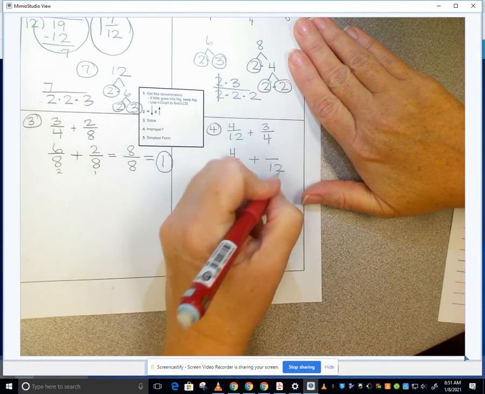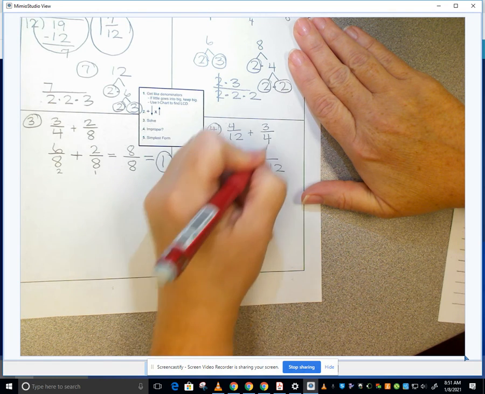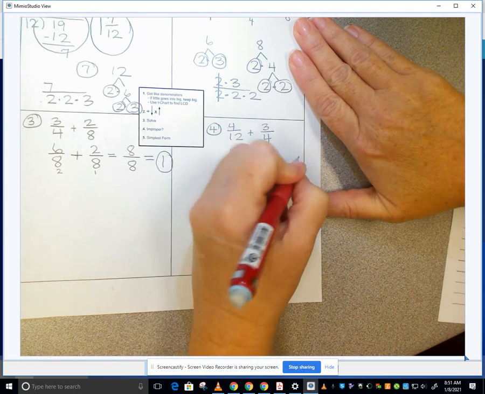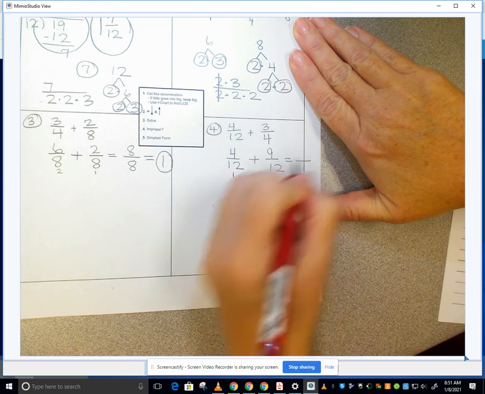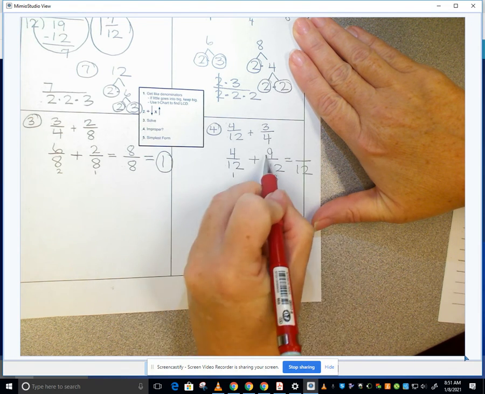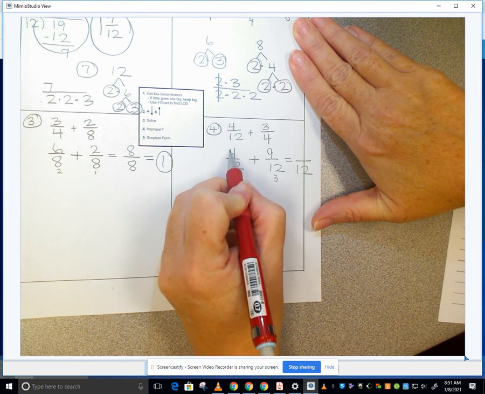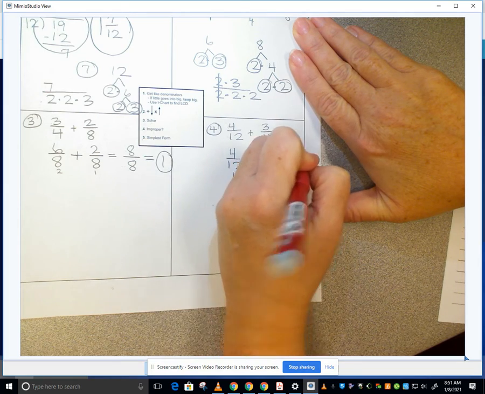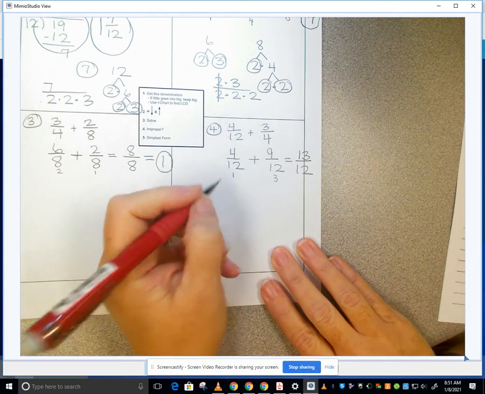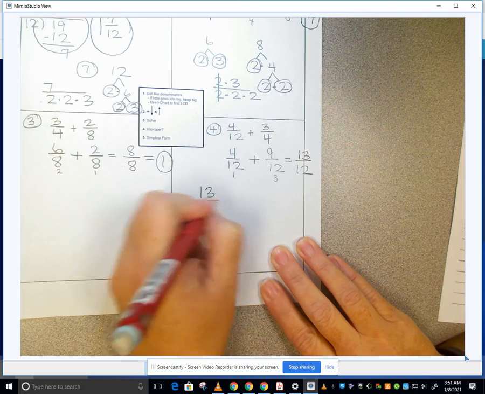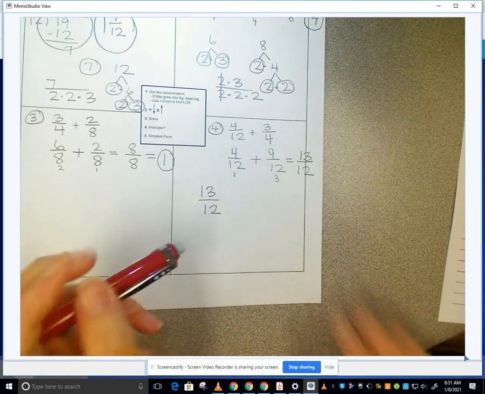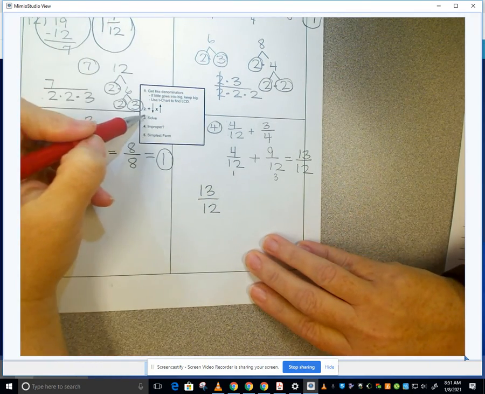4 will go into 12 3 times. 3 times 3 is 9. Coming across, I'm going to keep my 12. 9 plus 4, 9, 10, 11, 12, that's 13. So I've got 13 twelfths.